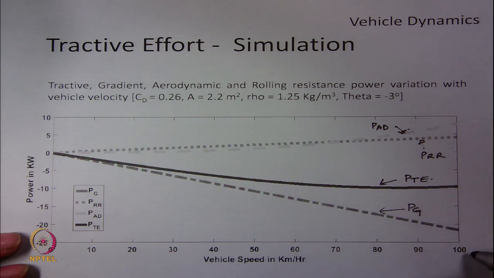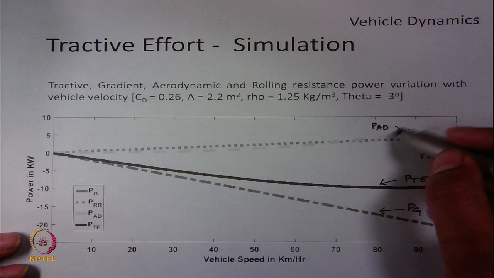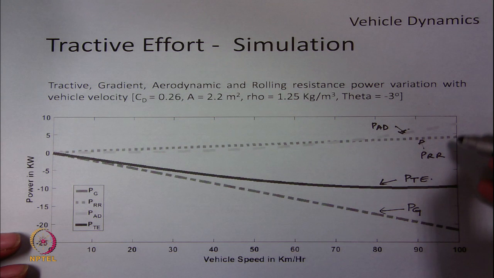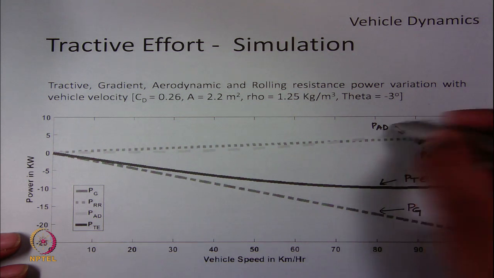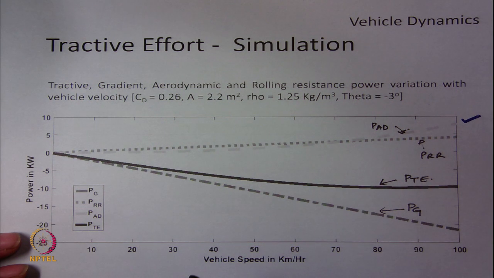So, what happens at that higher speed? At higher speeds, the power taken away by aerodynamic drag becomes very significant, and the power that we can regenerate becomes lesser because the aerodynamic power becomes significant at higher speeds.